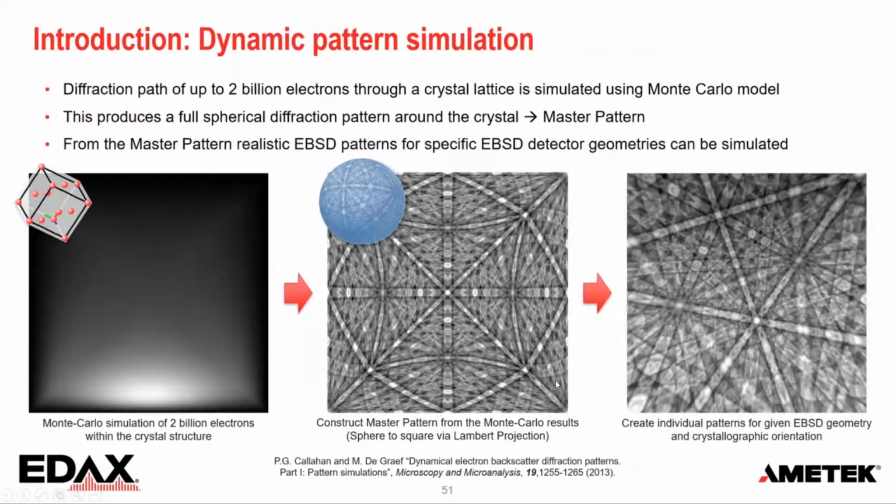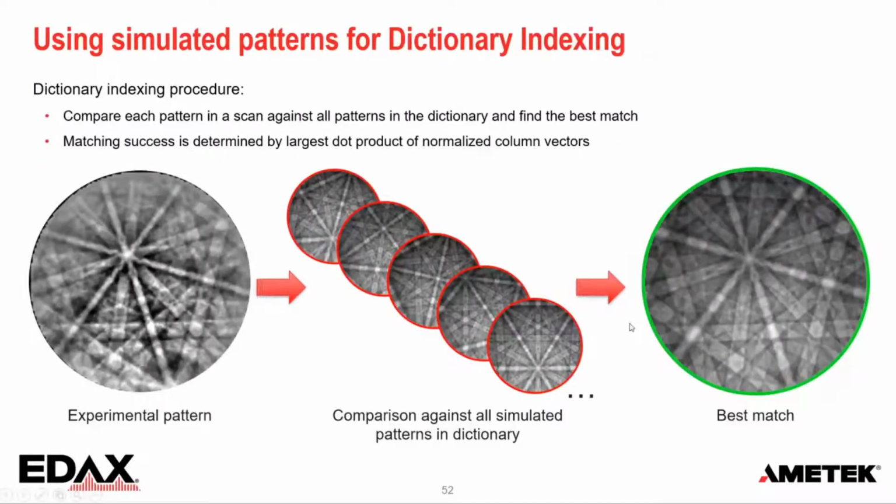And then based on that, you can specify with your own detector geometry, the actual sample tilt, etc., what the diffraction pattern is supposed to look like. So then you can compare, in the case of pseudosymmetry or polarity, you create the 2 or 3 different equivalent simulations, and you can see which one fits best with your experimental pattern. We can also use that for dictionary indexing.